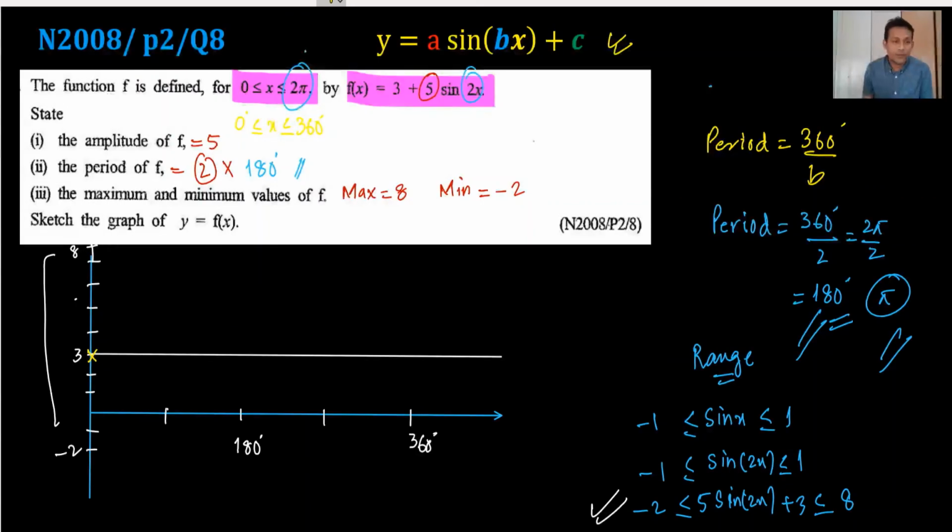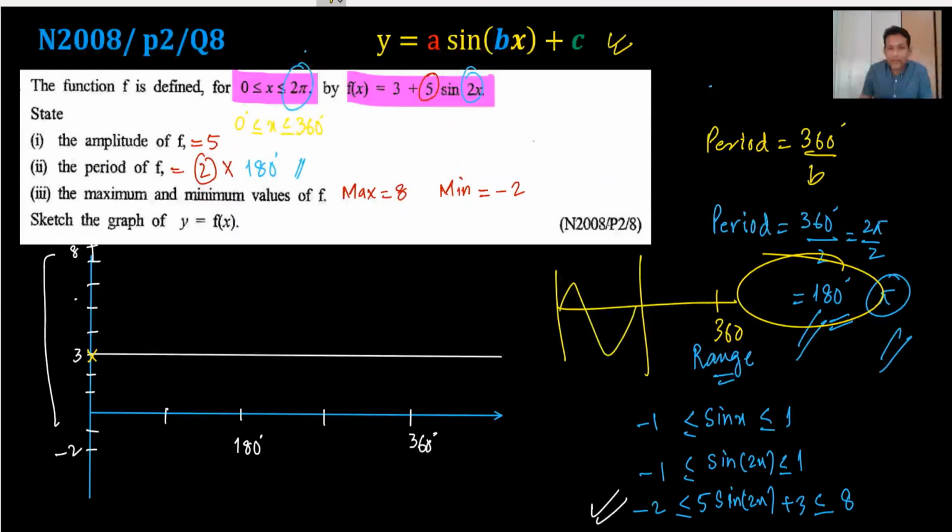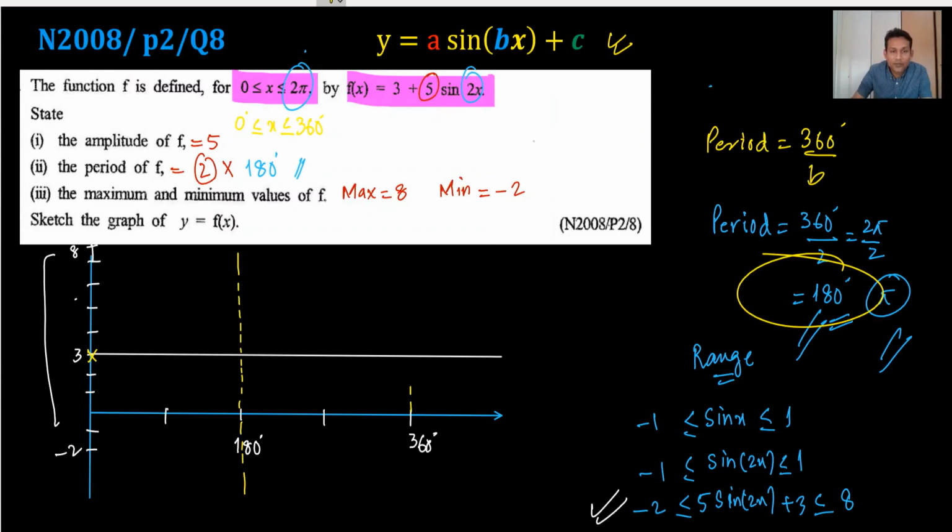Oh, remember one thing. 180 degrees, I discussed with you before this question, means that when b is 2, you will have till 360 two curves of sine. So at 180 degrees I have to draw an imaginary line, and you can draw it. This is a part of your working. And also at 360. It means in this area we have to manage our sine x curve.